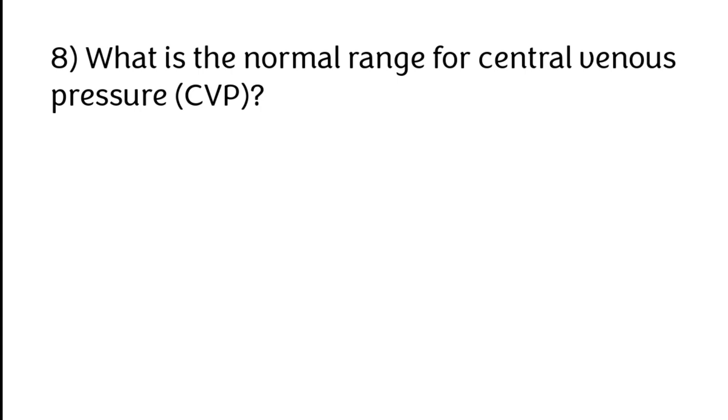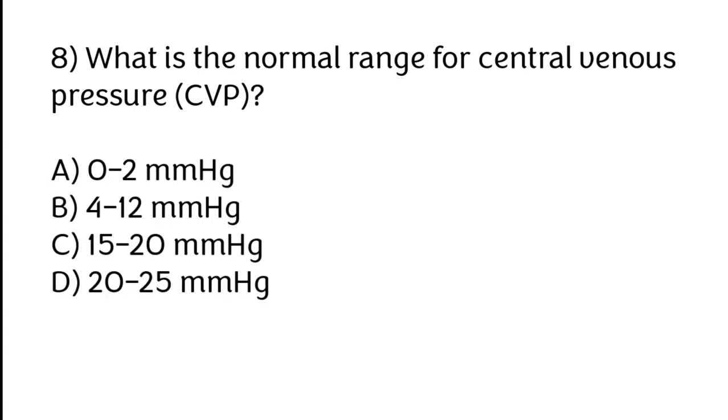What is the normal range for central venous pressure? 0 to 2, 4 to 12, 15 to 20, 20 to 25. Correct answer is option B, 4 to 12 mmHg.